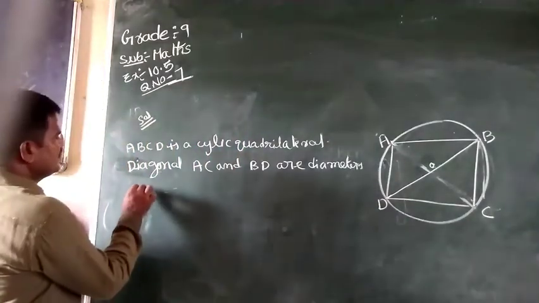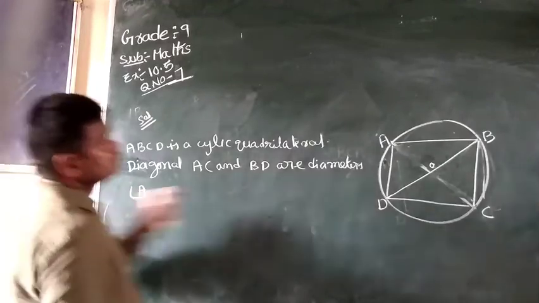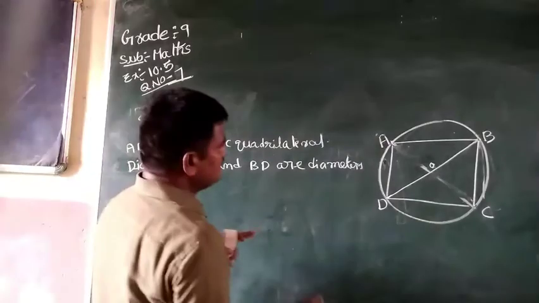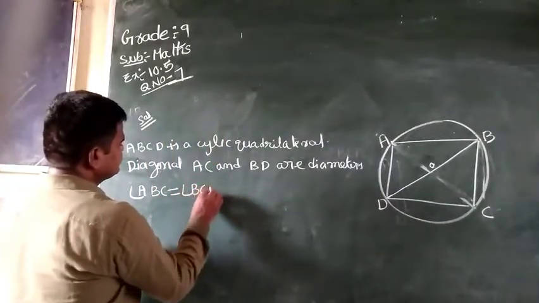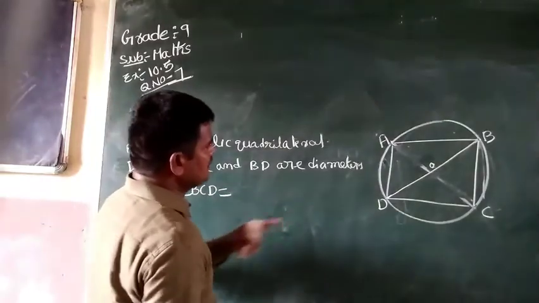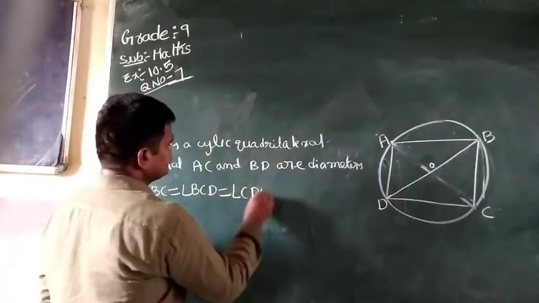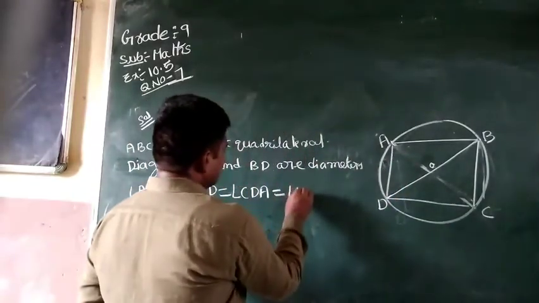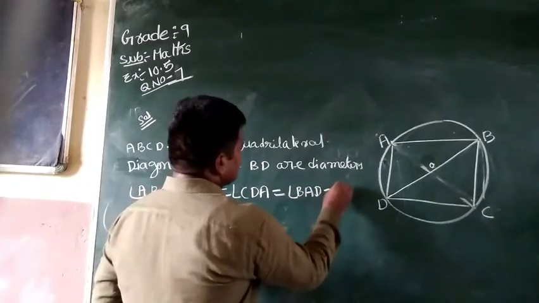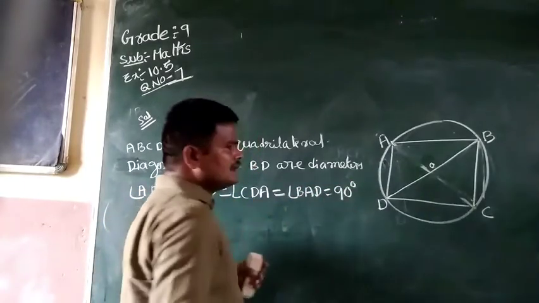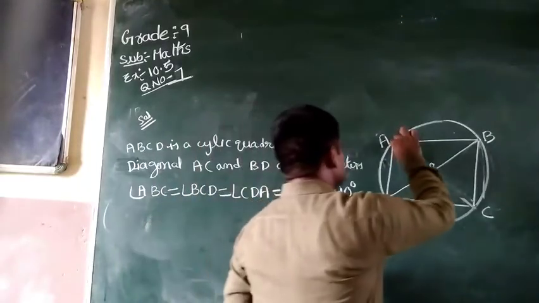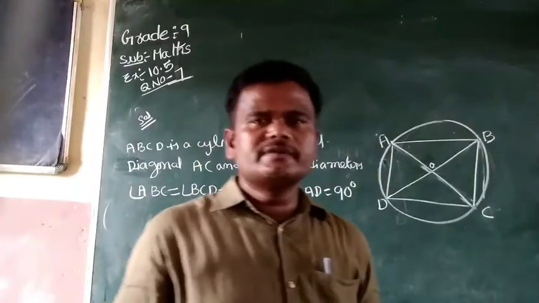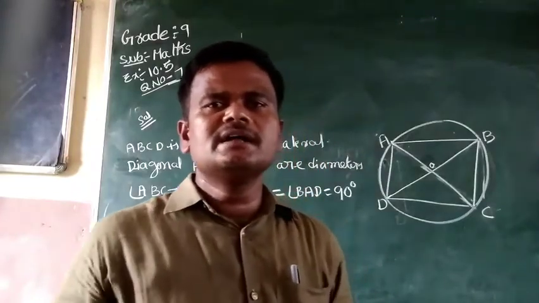Therefore angle ABC equals angle BCD equals angle CDA equals angle BAD. All are 90 degrees. So all angles are 90 degrees. Now we need to prove that opposite sides are equal.